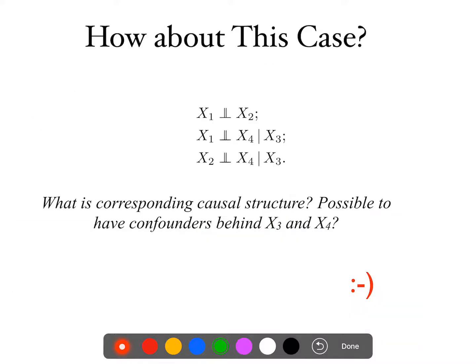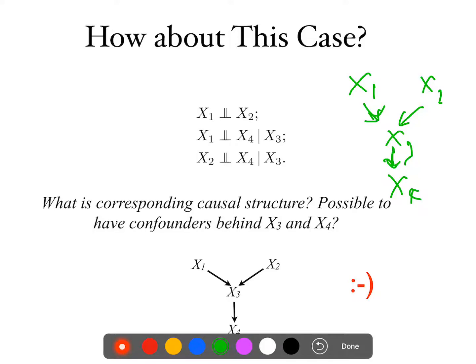Okay. How about this case? You have four variables, 1 and 2 independent, 1 and 4 independent given 3, and 2 and 4 are independent given 3. What's the corresponding causal structure? Maybe I should write it down. So we have 1 and 2 independent. Because of those relations, you know, oh, they are adjacent, they are adjacent, they are adjacent. Okay, and this is the V structure. So far, so good, right? And we can orient this one this way. Otherwise, we are going to have a fake V structure in this graph.